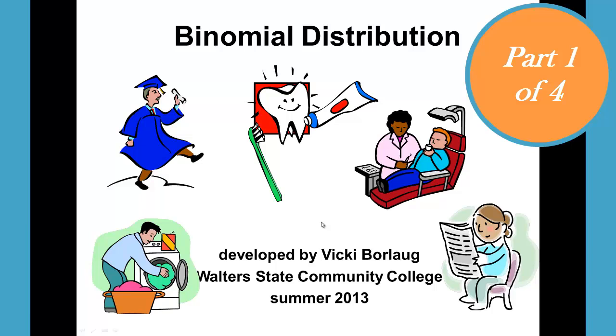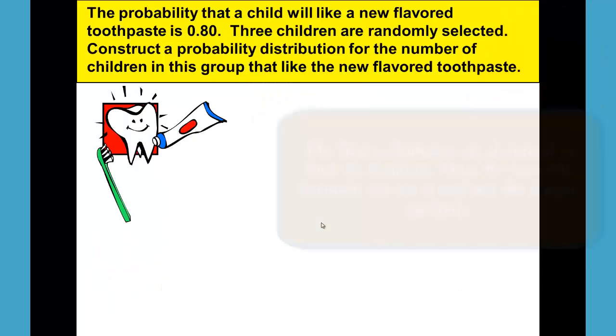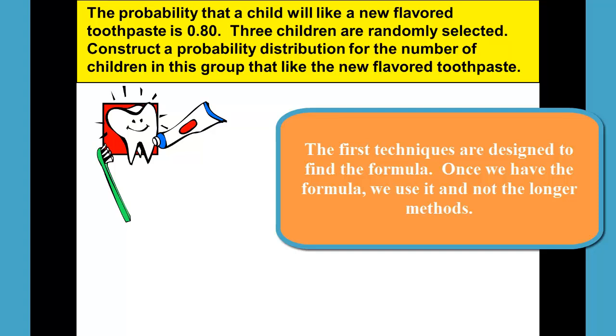In this PowerPoint, we cover the concept of binomials and practice some examples on binomial distribution. The probability that a child will like a new flavor of toothpaste is 0.80. 3 children are randomly selected. Construct a probability distribution for the number of children in this group that like the new flavored toothpaste.